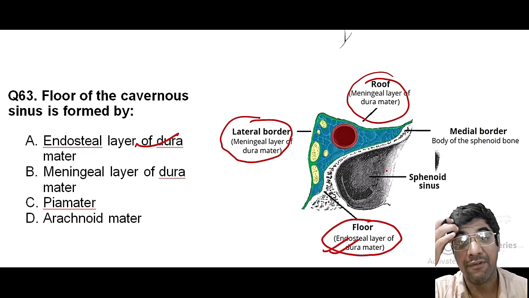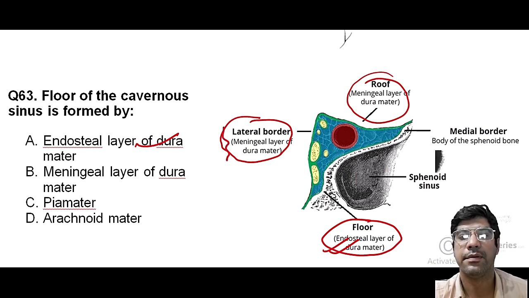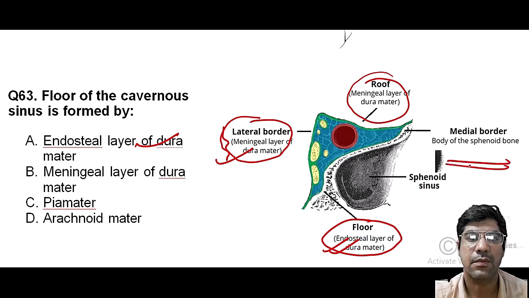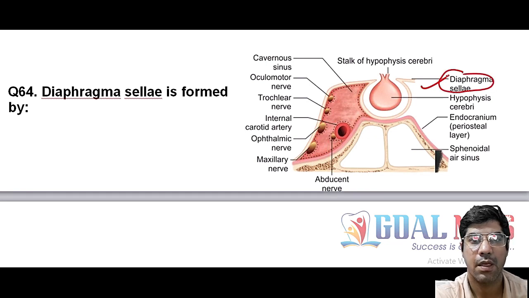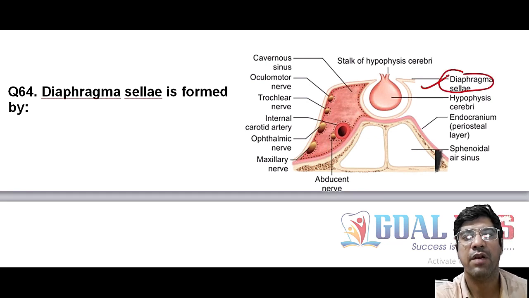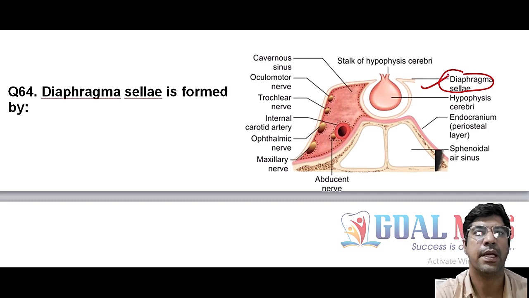So the meningeal layer will form the lateral wall, roof and the medial wall, while the floor is formed by the endo-ostial layer. The diaphragm sellae is a dural fold that is formed by the endo-ostial layer of the dura mater. It is a horizontal sheath of dura mater that covers the sella turcica, a bony structure in the base of the skull that houses the pituitary gland.